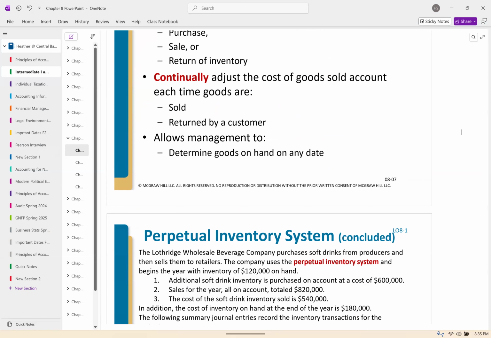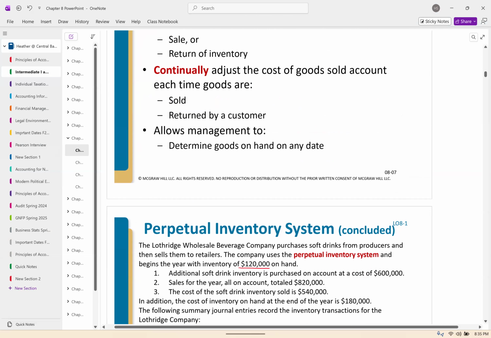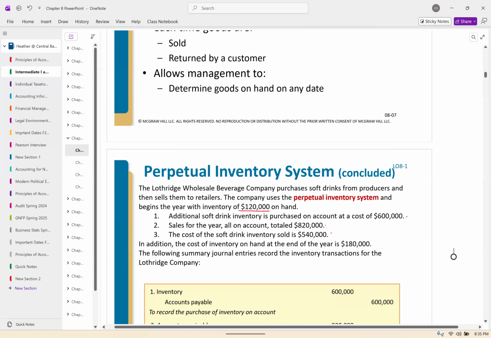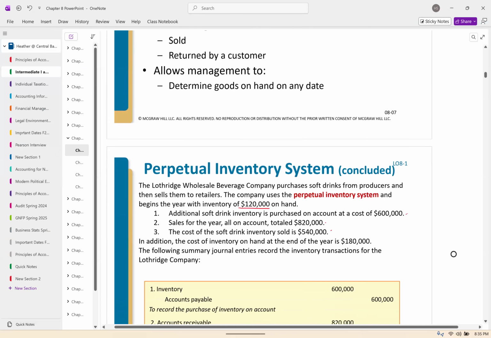So here we have Lothridge, and it says the company uses perpetual inventory, and it begins the year with inventory of 120,000 on hand. They said additional soft drink inventory is purchased on account. They sold some, and the cost of the inventory that they sold was 540,000. Perpetual, we are going to keep up with how much is going in and out of this account.